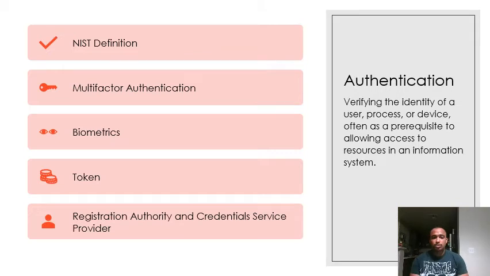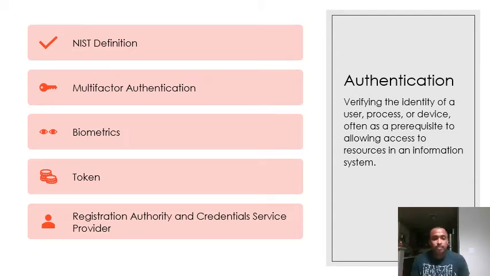Authentication. So I'll start with the NIST definition of authentication, which is verifying the identity of a user, process, or device, often as a prerequisite to allowing access to resources in an information system. So the telecommunications sector uses multi-factor authentication, which usually consists of something you know, such as a password or PIN, something you have, such as a token, and also something you are, such as biometrics.